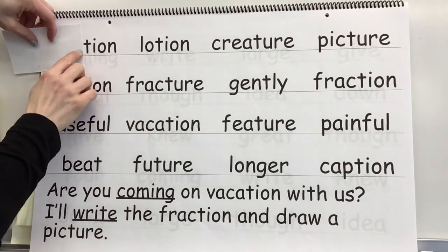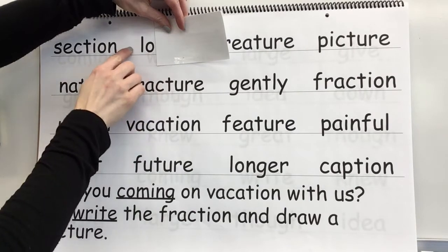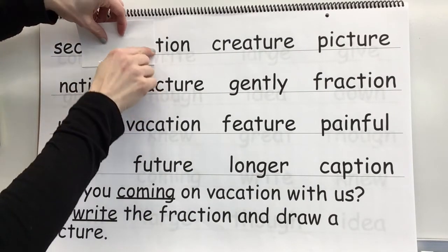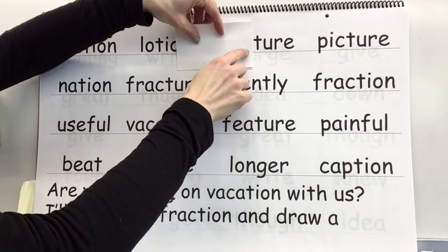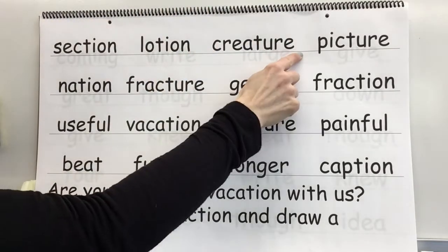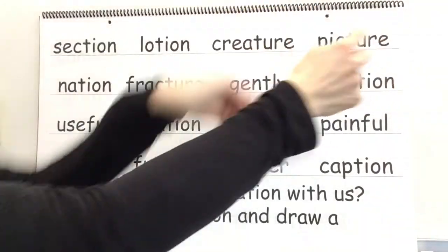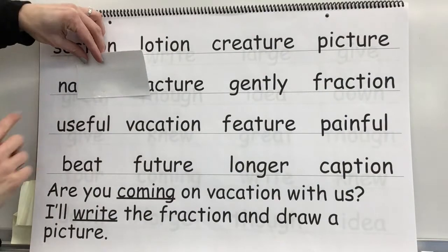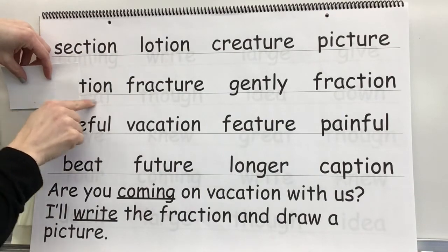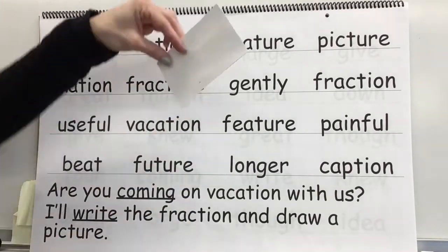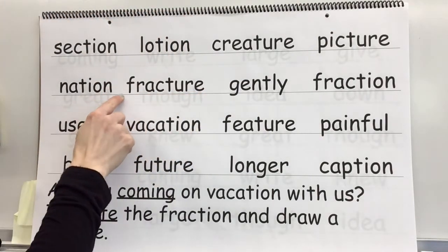Syllable, sec. Syllable, shun. Word, section. Open syllable, think about that. Syllable, low. Syllable, shun. Word, lotion. Syllable, cree. Syllable, chur. Word, creature. Syllable, pick. Syllable, chur. Word, picture. This is open syllable. Syllable, nay. Syllable, shun. Word, nation. Syllable, frack. Syllable, chur. Word, fracture.